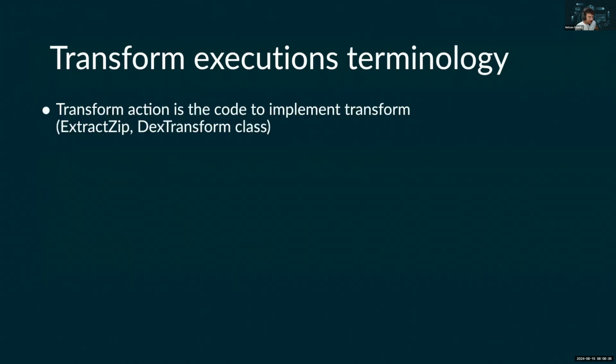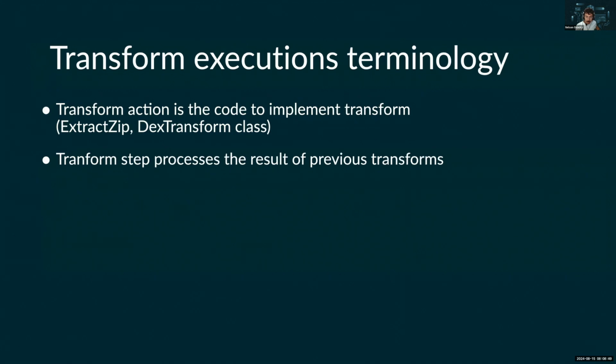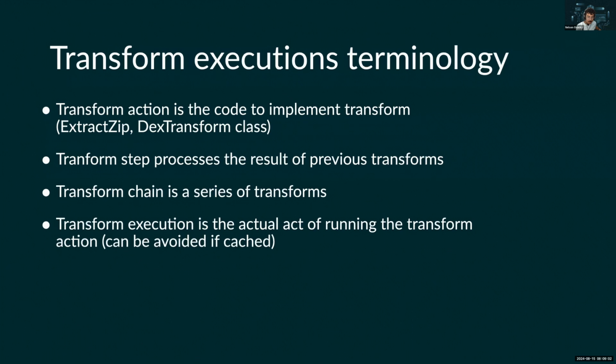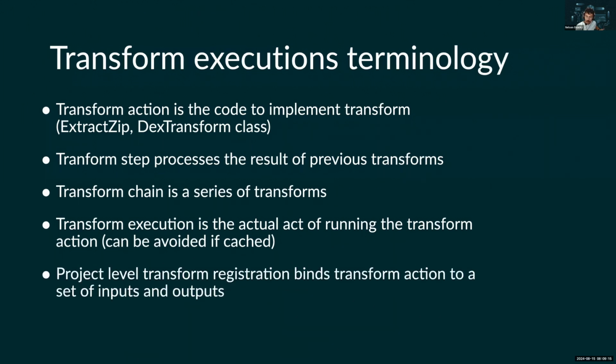A little bit of terminology while we're here, since we're going to go into that later on. The transform action is the code that implements a transform. In this case, it would be the extract zip class or the DEX transform class. A transform step processes the result of previous transforms. So that is a step in a chain, so to say. A transform chain is a series of transformations. And a transform execution is the actual act of running the transform action, which can also be avoided if the transform is coming from the cache or it's up to date. And one more thing, project level transform registrations bind the transform action to a set of inputs and outputs.